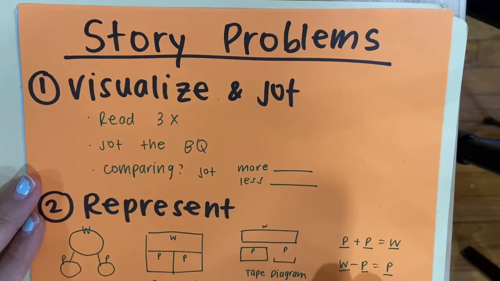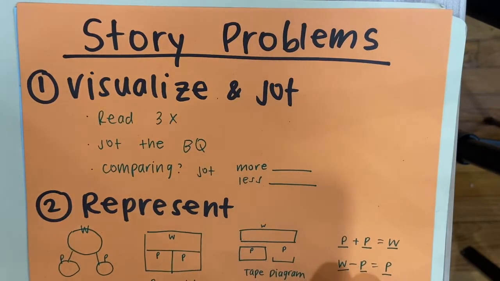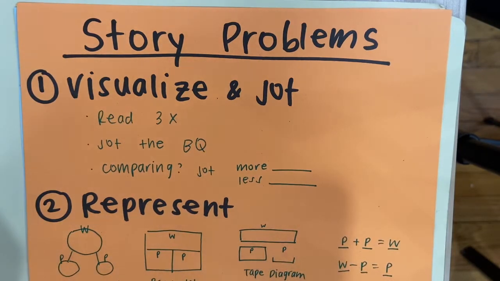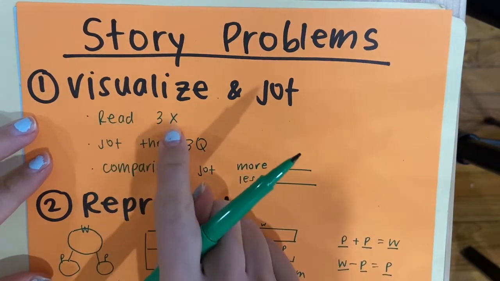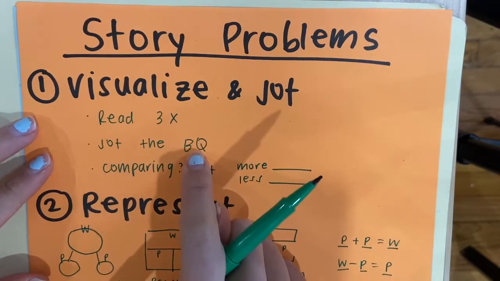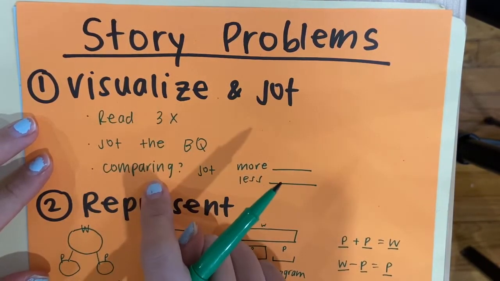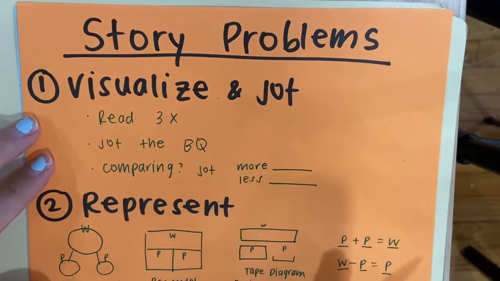Okay, friends, we're gonna do a story problem today. Woohoo! All right. Remember, whenever we do a story problem, the first thing we do is we visualize and jot. That means we read the question 3 times. We jot the big question. If we're comparing, we have to jot what's more and what's less.